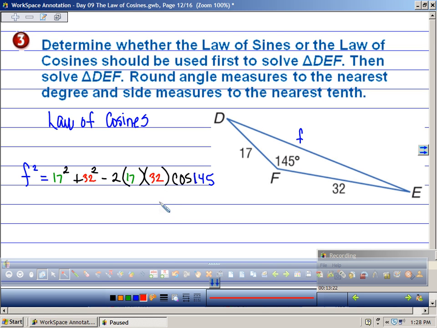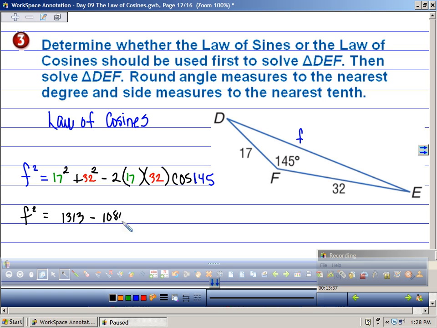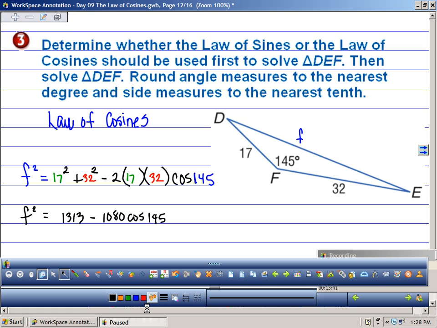Everybody with me so far? I've got these values already ready to go. Ready for them? F squared equals 1313 minus 1080 cosine 145.